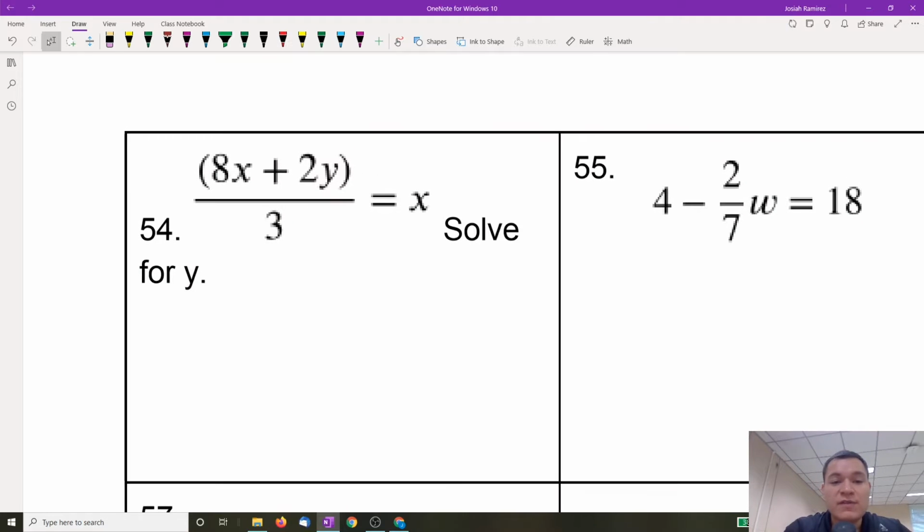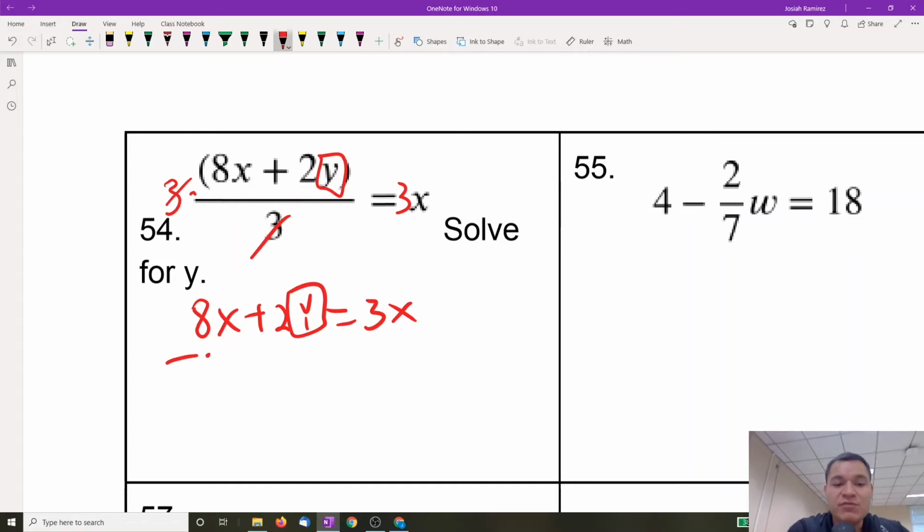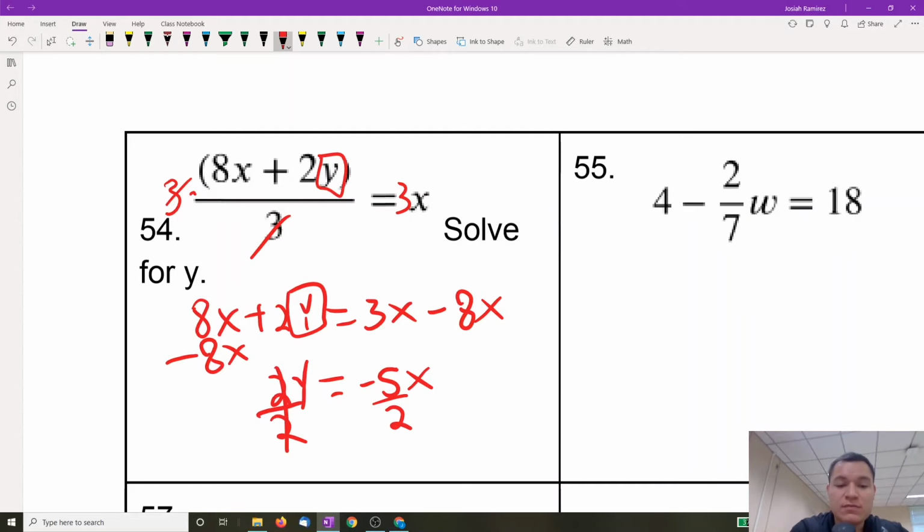Now let's go through number 54. If we want to solve for y, then you need to remove this 3 by multiplying on both sides. Then you'll only have 8x plus 2y equals 3x. We want y by itself, so we should remove the 8x. 2y is now equal to negative 5x. We want y, not 2y, so let's divide by 2. That leaves you with y is equal to negative 5 over 2x.